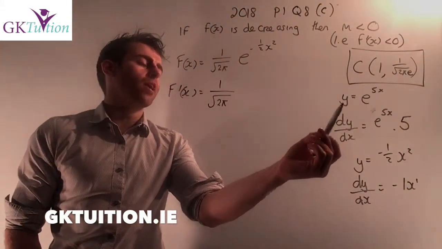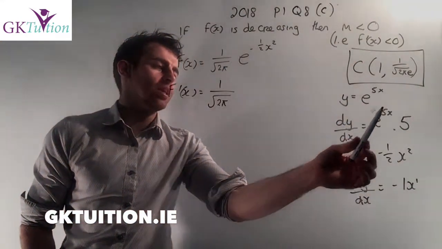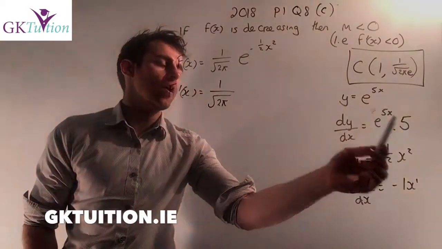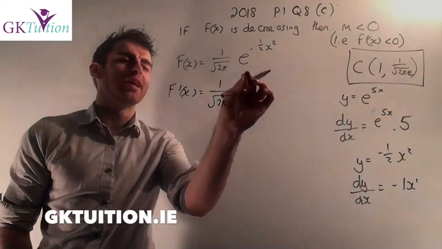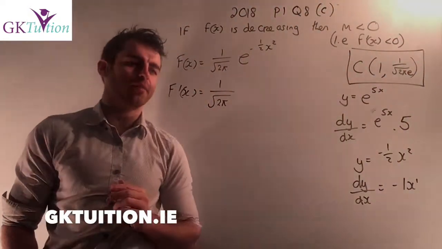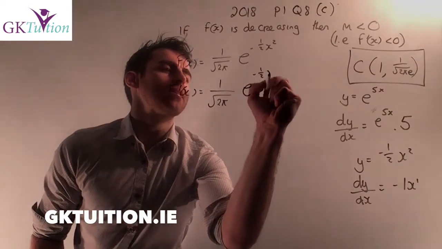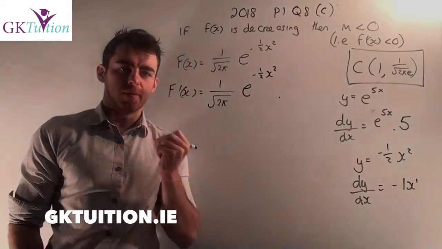So for example, if I asked you to get the derivative of e to the 5x, it just stays the exact same, e to the 5x, multiplied by the derivative of the power. The derivative of 5x is 5. So that's all. I'm going to do the exact same thing with e to the minus a half x squared. First of all, I'll just rewrite it. It stays the exact same, e to the minus a half x squared, and then I have to multiply by the derivative of the power.